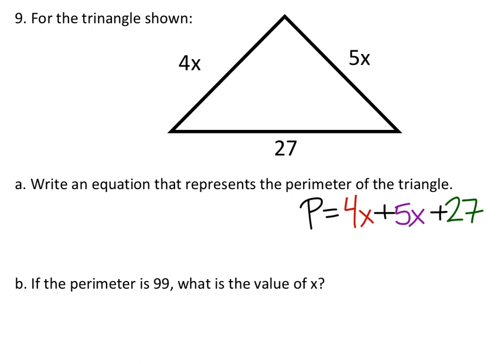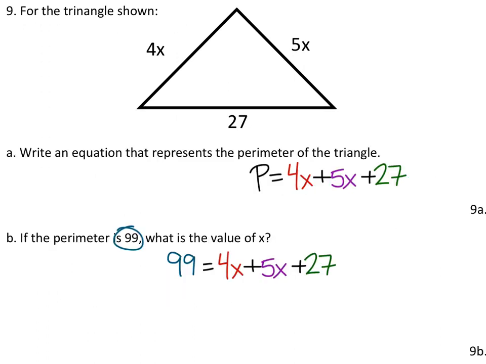Let's go and copy that down, but we need to replace the perimeter on part B with this 99 that it gave us as the perimeter. Alright, so this is our new equation, which we can solve to find the value of x. That's all it wants, not the side lengths. So I'm going to combine the like terms on the left side, which would be the 4x and the 5x, which combine into 9x. Of course, we still got the plus 27. This equals 99.